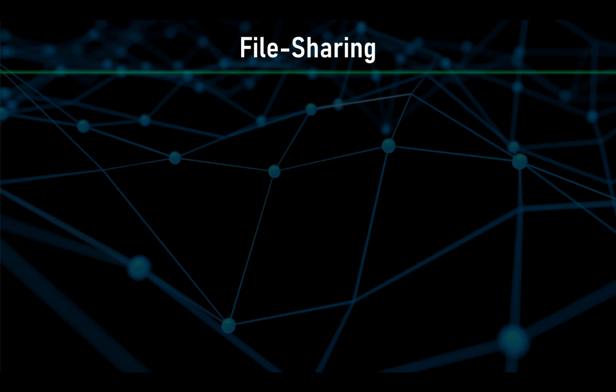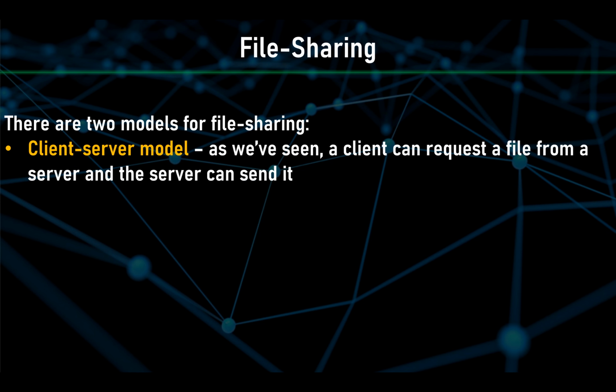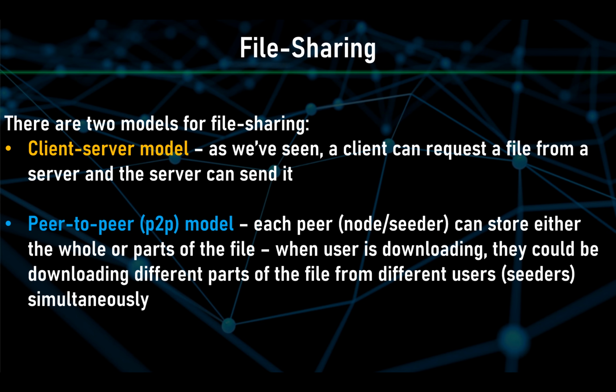So I think probably the last part, file sharing. There's going to be two models for file sharing. Well, the client-server model, which as we looked at, a client can request a file from the server and the server can just respond and send it. Then the next one, peer-to-peer, or P2P model. Each peer, and I guess peer we can call node.